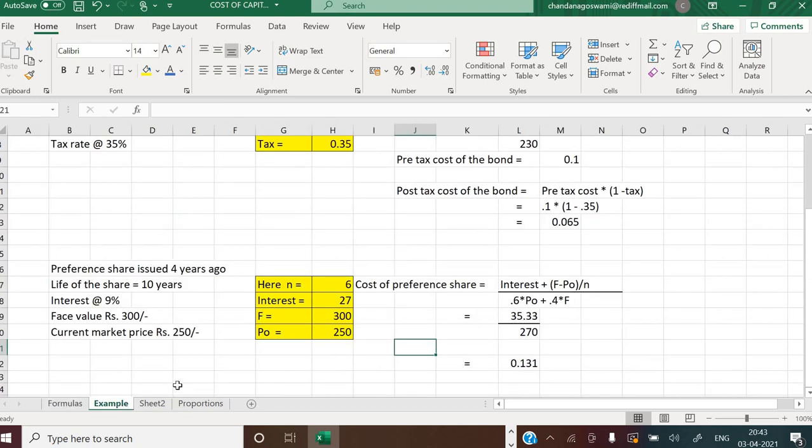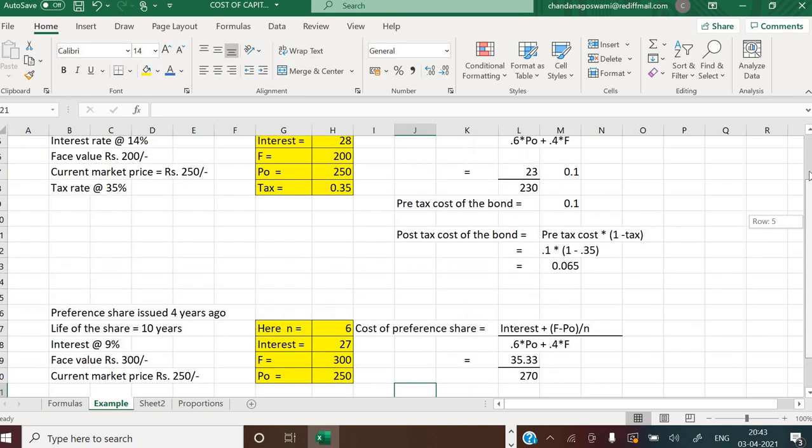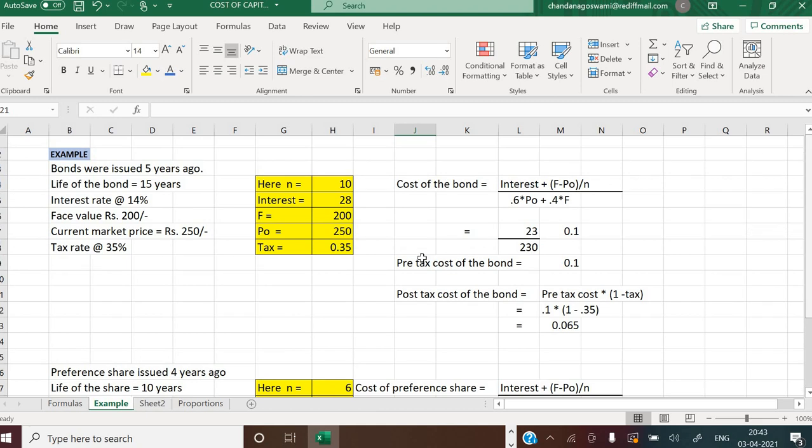Before that, I will just share two examples with you regarding this cost of debt and cost of preference shares. For example, if you have bonds that were issued 5 years ago and the total life of the bond is 15 years, and it carries an interest of 14%, has a face value of 200, current market price is 250, and tax rate is 35%.